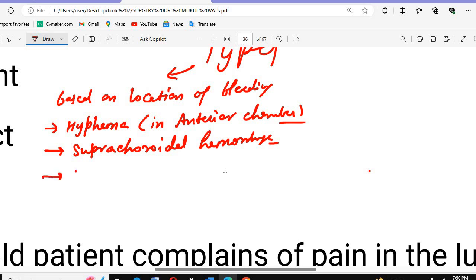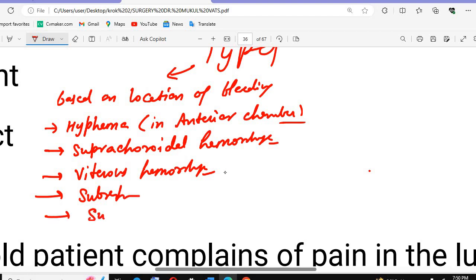It can be a vitreous hemorrhage, when the hemorrhage is in the vitreous cavity. It can be a subretinal hemorrhage, or a submacular hemorrhage. Subretinal or submacular hemorrhage can be there. So you need to remember that.